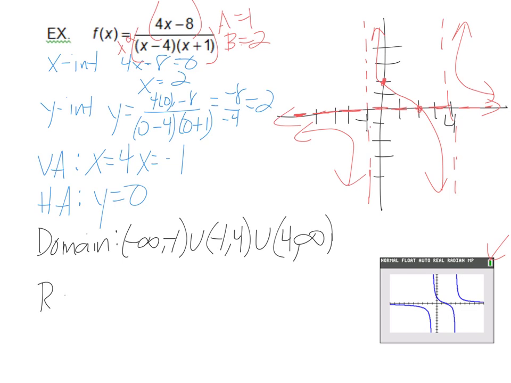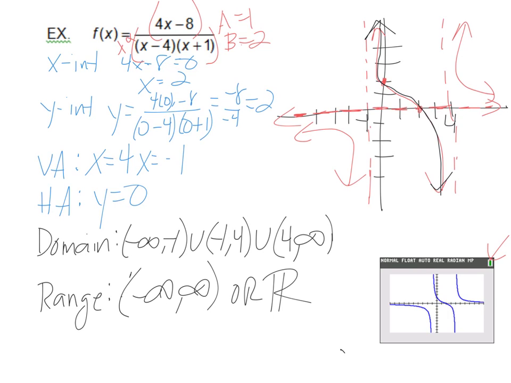The range is a little tricky. It seems like maybe it should be broken into 3 parts also, but notice this curve in the middle goes down forever, and then there's no breaks, and it goes up forever. So the curve in the middle covers everything that the other 2 curves are covering. So really we only have to worry about that part in the middle. And it is from -infinity to +infinity, or if you prefer, you can write all real numbers.